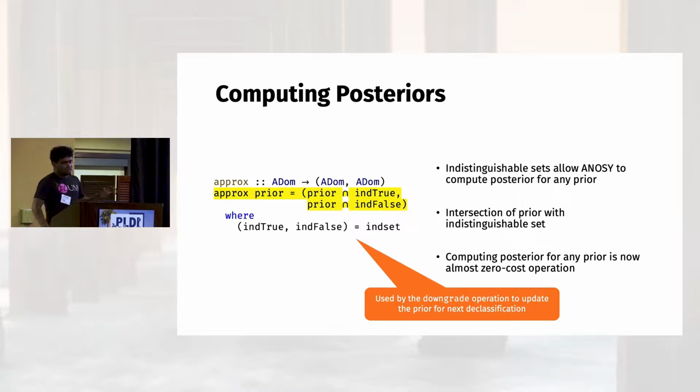So all you need to do is intersect this indistinguishable set with the prior knowledge. And this knowledge is used by the downgrade operation. Now, this is the key contribution of ANOSY, because right now you don't need to run abstract interpretation for each declassification query. Instead, you do this intersection, which means it's almost a zero-cost operation and much faster at runtime.